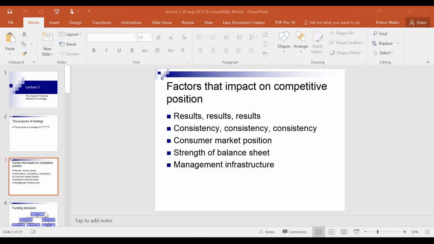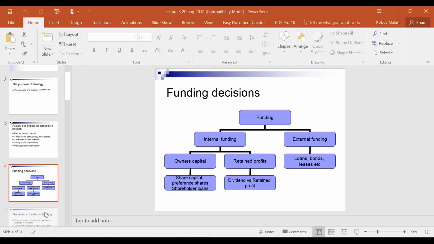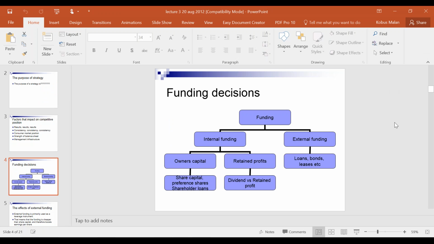Since we have no questions, I'm going to then move on to my next slide, which is funding decisions. Now, funding decisions has two legs. One is internal funding, which is this leg here. And then the other leg is external funding, which is this leg that I'm showing with my mouse right now.